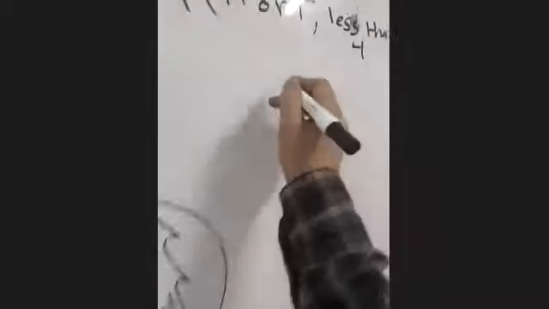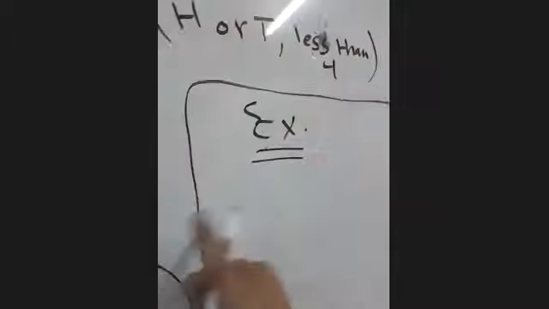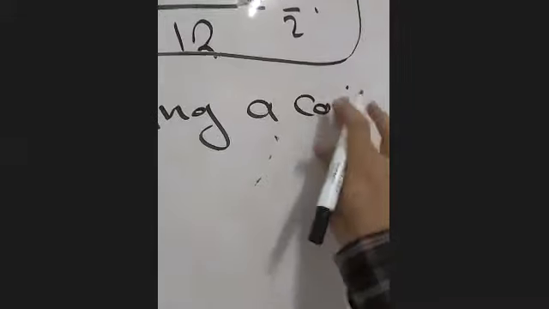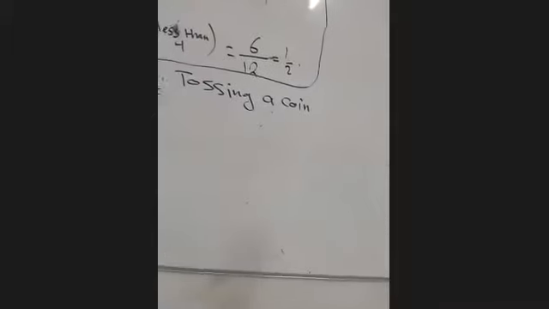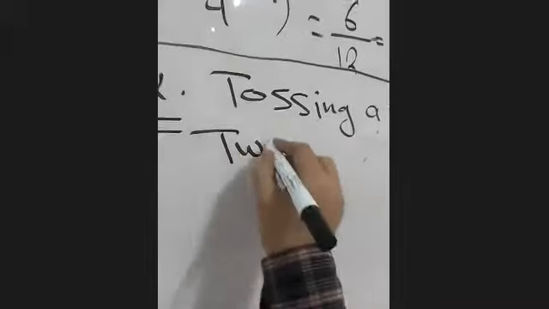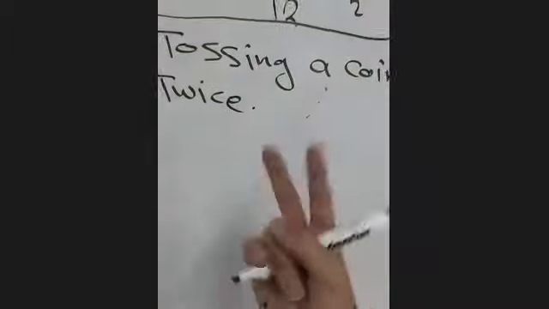Example. And focus, guys, please. Example. Tossing a coin. We are used to saying once, right? Tossing a coin once. Yes, that was in the simple events. Here I will say twice. Twice means I will do the experiment two times.